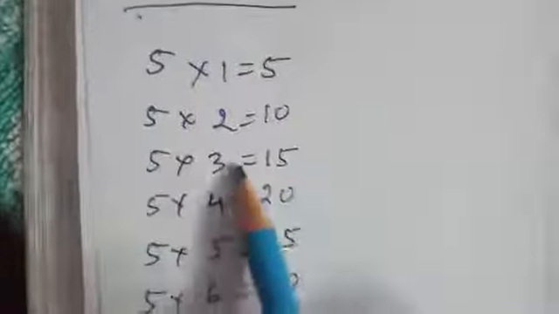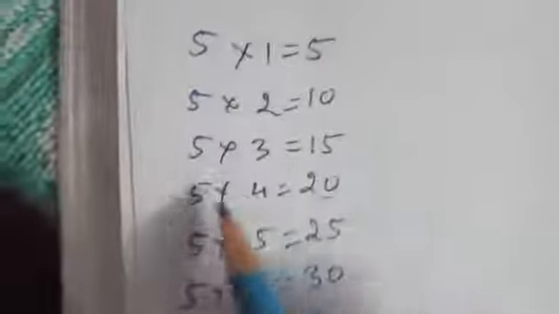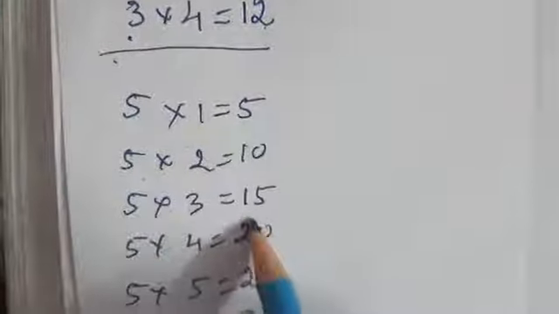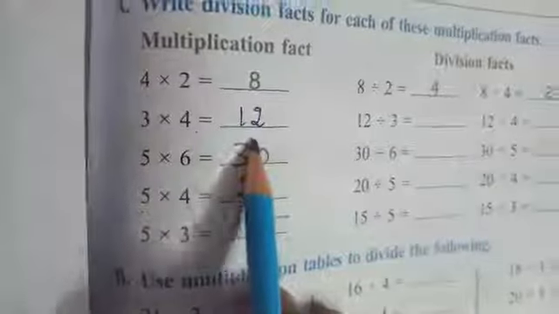Again see, we can use the 5 table or the 4 table. Now we will see the 5 table: 5 1s are 5, 5 2s are 10, 5 3s are 15, 5 4s are 20. Take and write: 5 4s are 20, and 5 3s are, what is the answer? 15. 5 3s are 15. Understand? Now we have done the multiplication facts. Using these, we are now going to do the division facts.